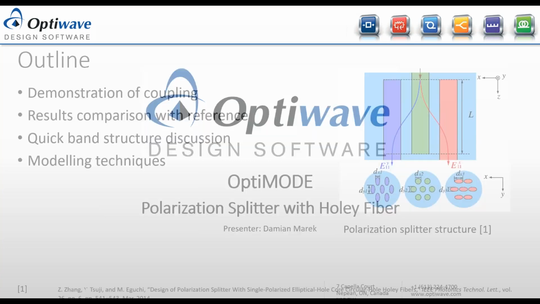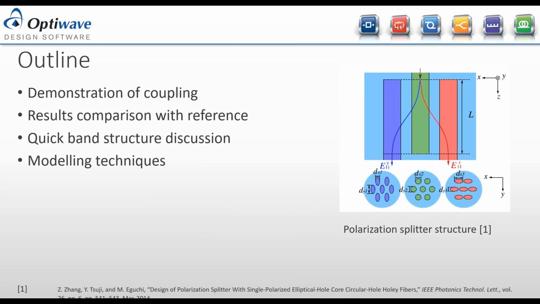Okay. So we're going to talk first about a little bit of theory, because there's not a lot of three-dimensional diagrams of this structure, except for the one on the right that I took from the paper referenced at the bottom of the slide. I'll show you first a demonstration of coupling from waveguides, just in case you are not exactly clear what's going on. I think a nice little picture of that will show it more clearly. Then I'll go right into the results that we got with OptiMode and compare them to the reference I'm working from, which designed this polarization splitter structure.